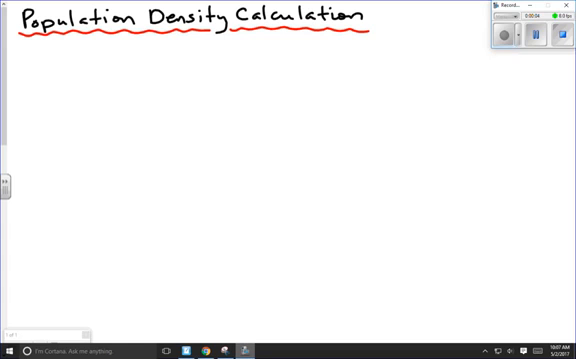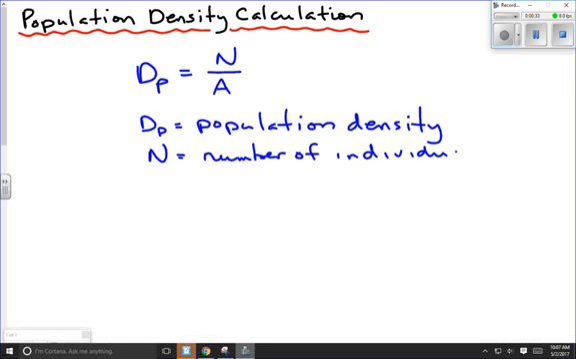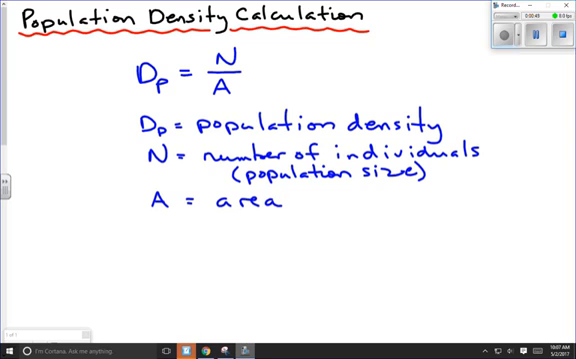Today's lesson is how to calculate the density of the population given the formula dP, or density of the population, is equal to N over A, where dP equals population density, and N is equal to the number of individuals in the population, or we could just say the population size. Same thing. And A is equal to the area.